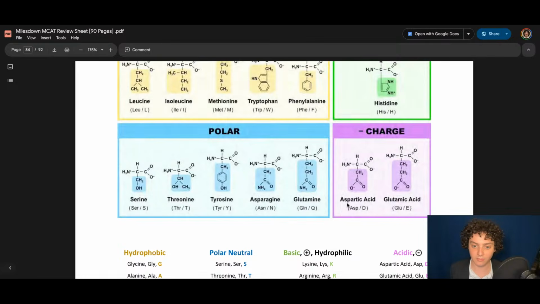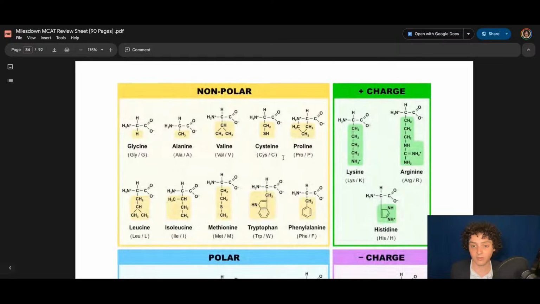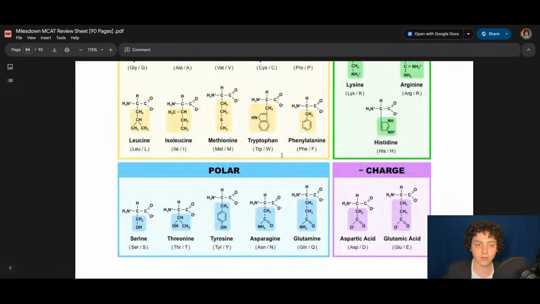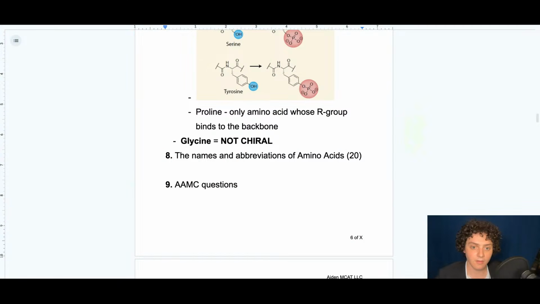Aspartic acid has the three-letter abbreviation ASP and the one-letter abbreviation D. Glutamic acid has the three-letter abbreviation GLU and the one-letter abbreviation E. After the live stream, I'm going to put those three letters, one letter, and full names into the document that is the sort of home base of this live stream. So back to that home base.